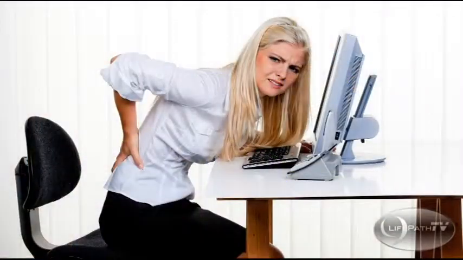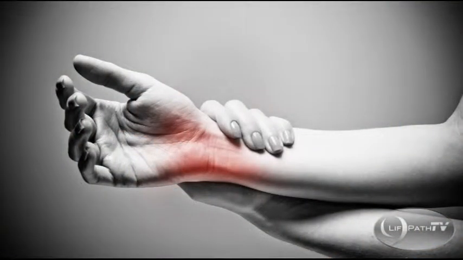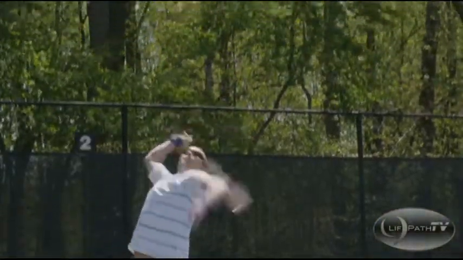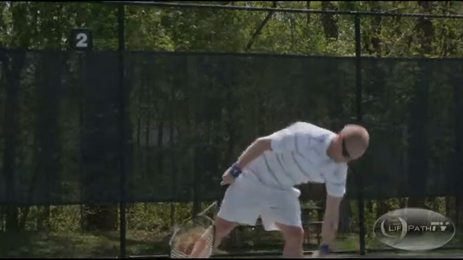Other types of physical stressors could be repetitive stress injuries, sitting in a position at work that's affecting your back, your neck, or even your hands. Carpal tunnel syndrome is a good example of this. Other types of repetitive stress could be things like tennis elbow. Using the tennis racket in the wrong way or overutilization of it can create stress on the elbow and can create tendinitis in the elbow, which is called tennis elbow.